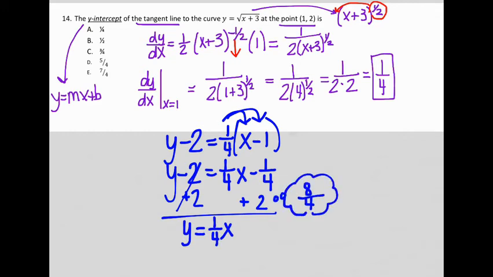Negative 1/4 plus 2 is like adding 8/4. So 8/4 and a negative 1/4 would be plus 7/4. And now we know our y-intercept is 7/4 because we've got mx plus b form.